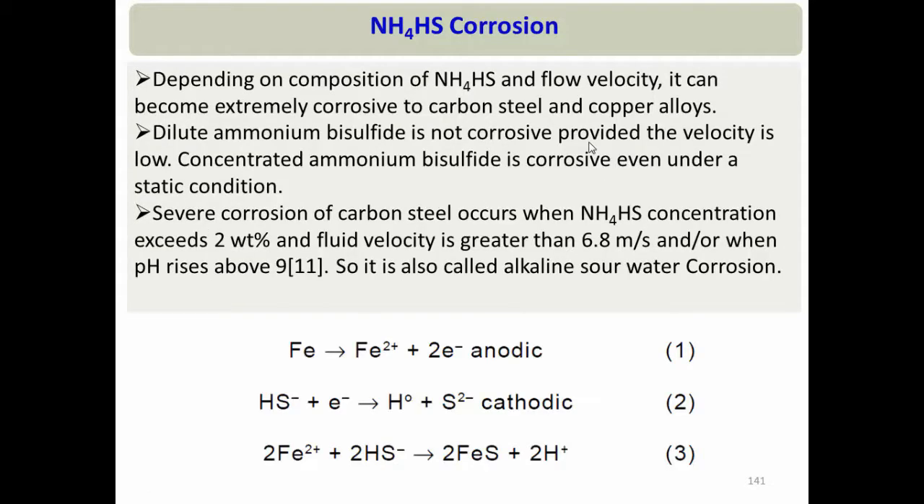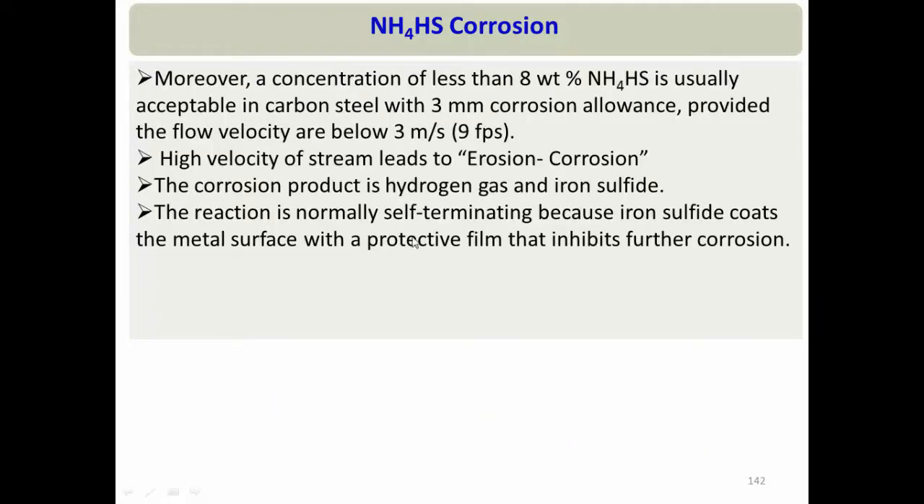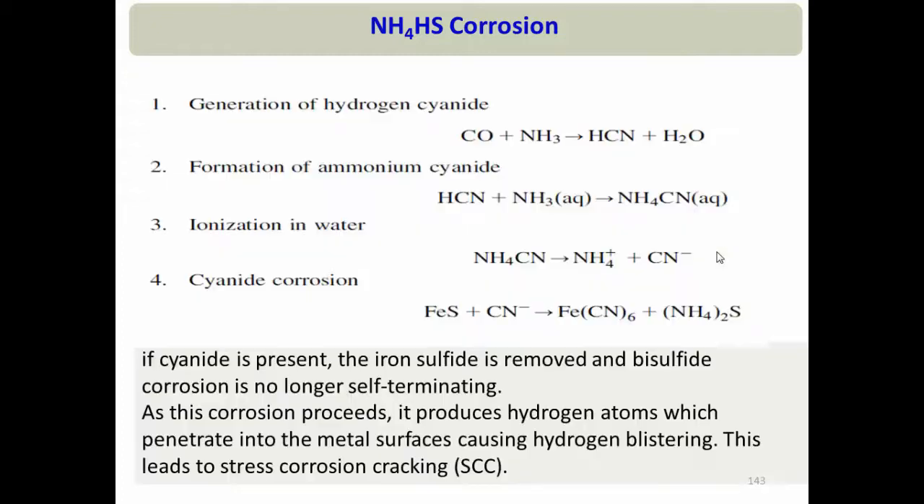Now if ammonium bisulfide corrosion is taking place, what will form? Iron sulfide will form and hydrogen gas will form. And we have learned that iron sulfide generally deposits on the material and forms a passive layer. So ammonium bisulfide corrosion seems to be self-terminating because of this passive layer formation, so the rate of corrosion should go down. That seems one favorable thing, but the problem has not been stated completely. What will happen? Generally in the FCC reactor, carbon monoxide reacts with ammonia and forms HCN.